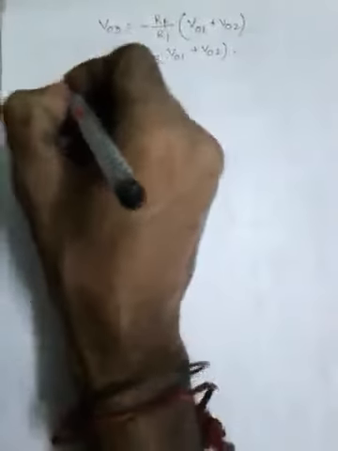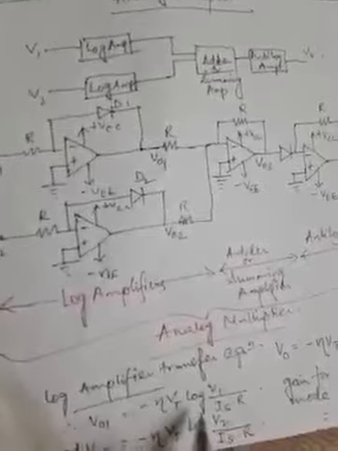Therefore VO3 is minus Rf by R1, in this case summation of VO1 plus VO2 as its two inputs. Now this Rf by R1 is minus 1, so this is minus (VO1 plus VO2). Now substitute VO1 and VO2 here. What is VO1? We have already found, minus eta Vt log V1 by Is R.